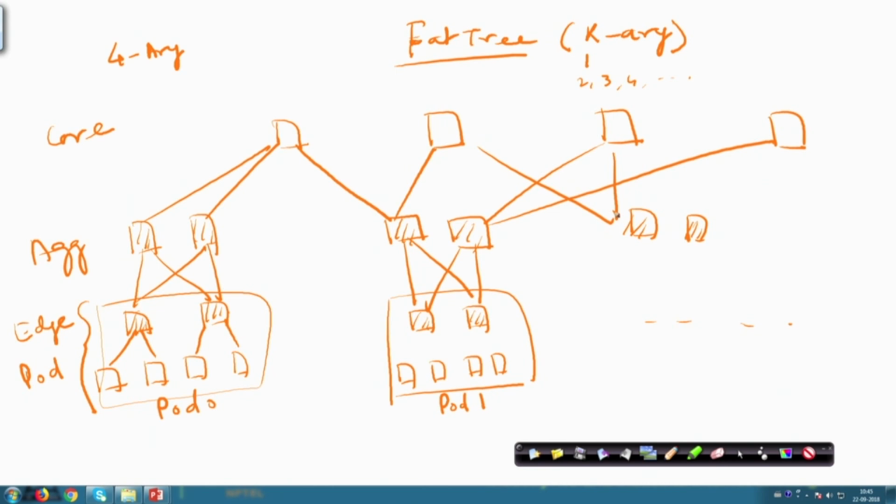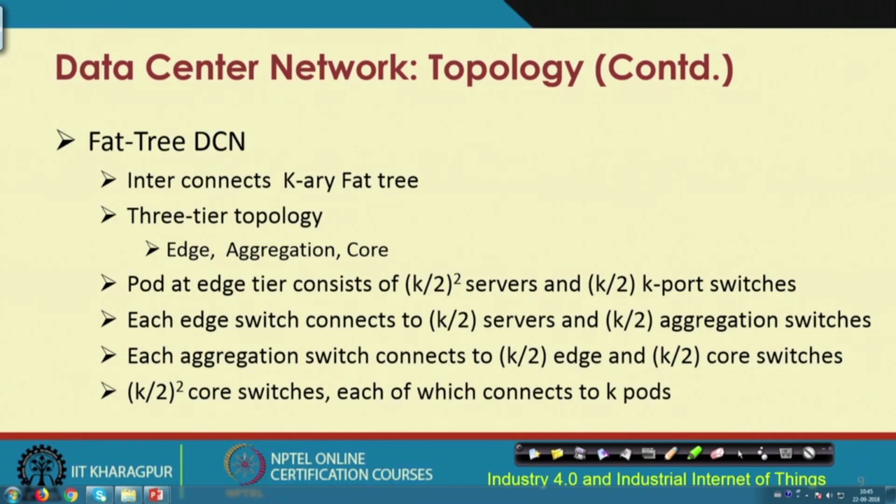And so, what this pod tree or the k-array or the 4-array tree does is that it ensures that every switch in this aggregation layer is connected to at least one core in all of these. So, from here to here, again here to here, and so on. It is very similar to your 3-tier architecture, but here there are certain properties. What these different properties are is what we are going to look at.